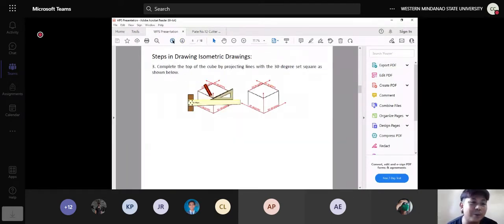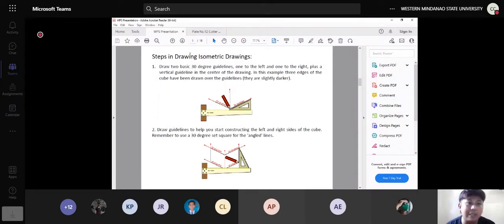So this is an example on how we can draw the first figure that we have in this presentation, no? Which is yung cube. So first is we need to draw these two sides which are 30 degrees with respect to the horizontal, and then after that in drawing the vertical line, we just need to reorient our 30-degree angle set square so that we can draw the vertical line. So as you can see, without even moving the T-square, pwede natin gawin yung mga isometric drawings natin. So sobrang dali lang niya.